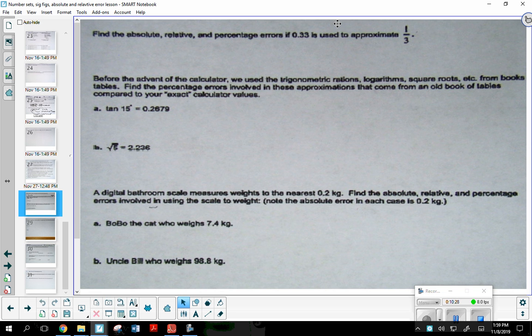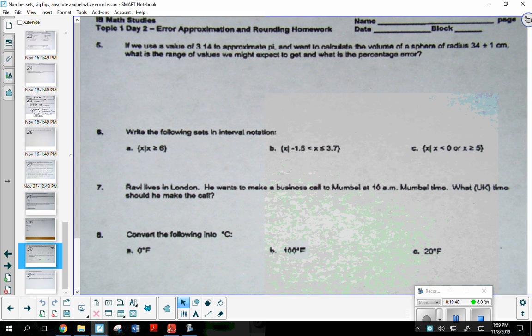Anyways, okay, so what questions on the assignment would you like to look at? Number 5? Okay. Let's see here. Number 5. Okay, and I apologize for the condition of this. I just took a snapshot very quickly with the smaller copy. But number 5 says, if we use a value of 3.14 to approximate pi, and we want to calculate the volume of a sphere of radius 34 plus or minus 1 centimeter, what's the range of values we might expect to get, and what's the percentage error?